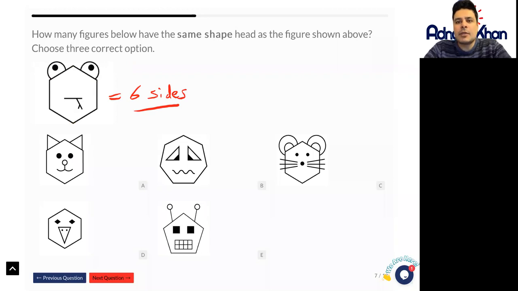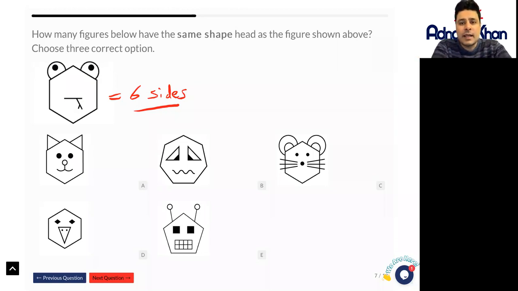And at the same time, you've got 2 goggly eyes, but you can't see any goggly eyes in any of the shapes A, B, C, D, or E at the bottom. And it's got a strange looking mouth, which is very different to all the other shapes A, B, C, D, and E at the bottom as well. So in this case, I'm going to be focusing solely on the number of sides. But just remember that every question is very different.